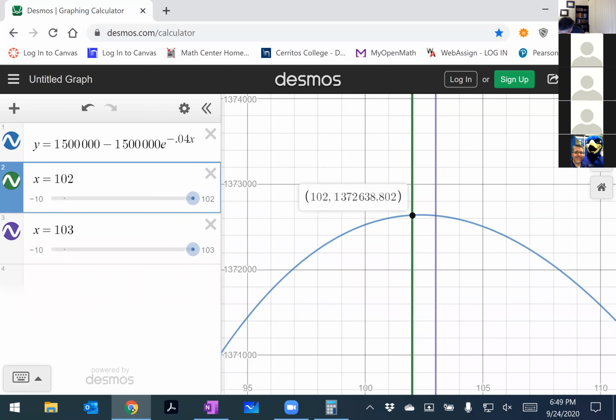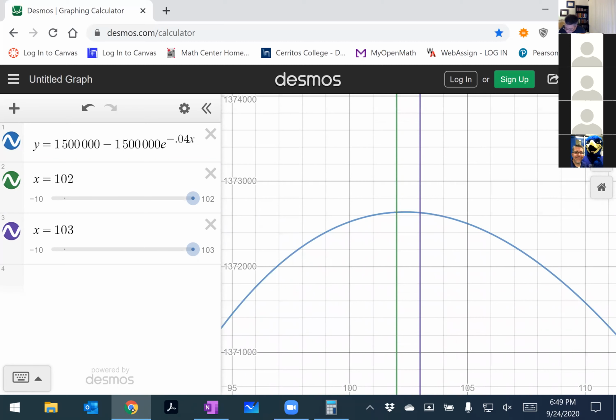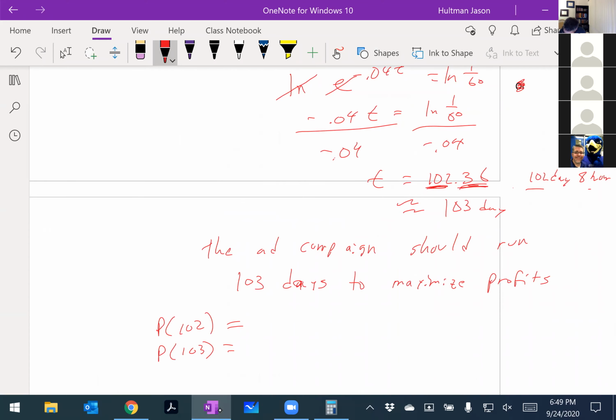And we'll see which one is higher here. Is that one higher? 1,372,638.80. Is that one higher, or is 103 higher? I would say that 102 is higher. So 102 beats out 103. But the maximum is right there. That's the max. So I would go with 102 days actually to maximize, if I had to chunk it into days. So 102 is your max. So I would say 102.